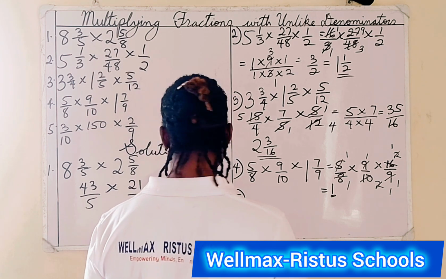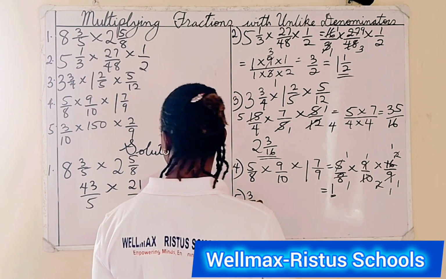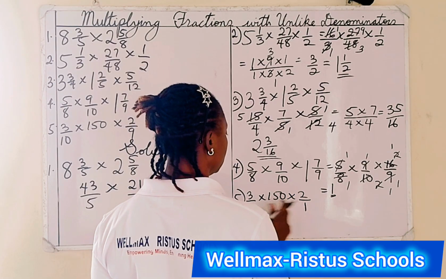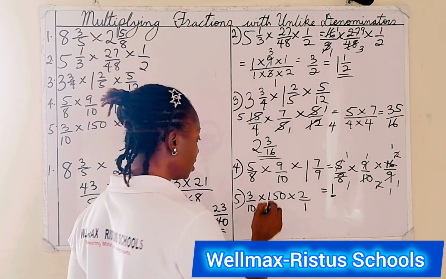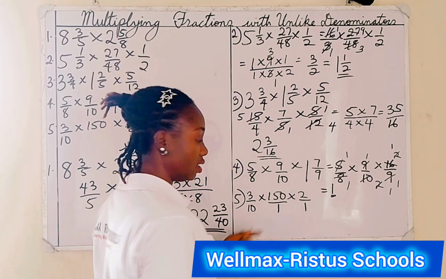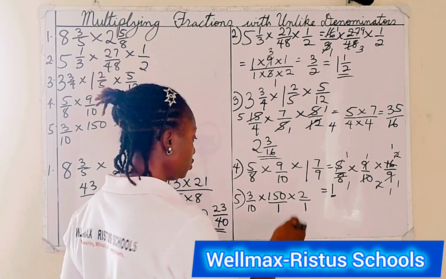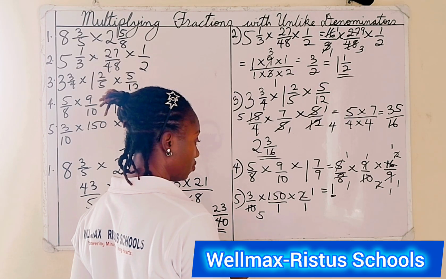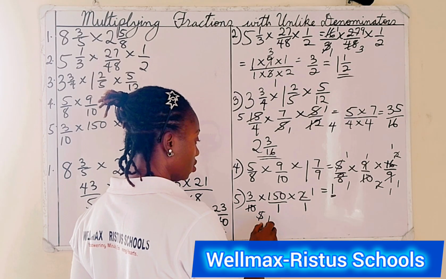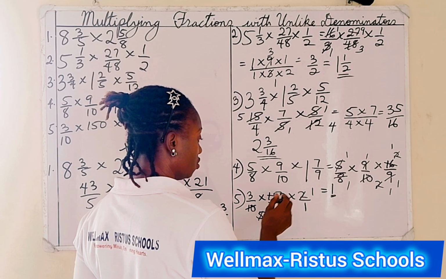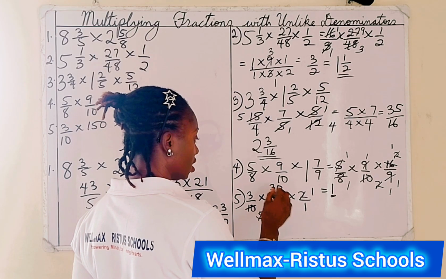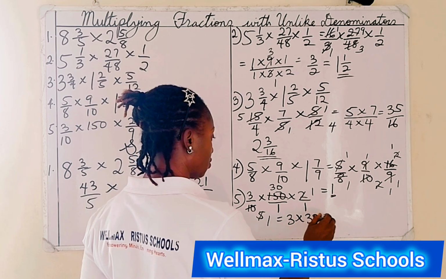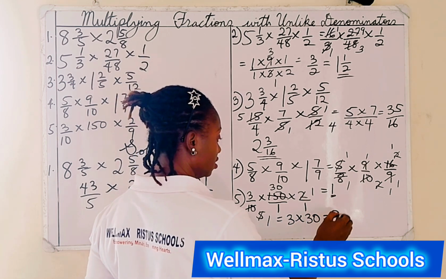Then we'll move on to question 5. We have 3 over 10 times 150 times 2 over 1. This 150 as a whole number is the same thing as putting it over 1 to make it a fraction. 2 can go into 2 once and into 10, 5 times. 5 can go into 5 once and into 150, 30 times. Now we are left with 3 times 30. That gives us 90.